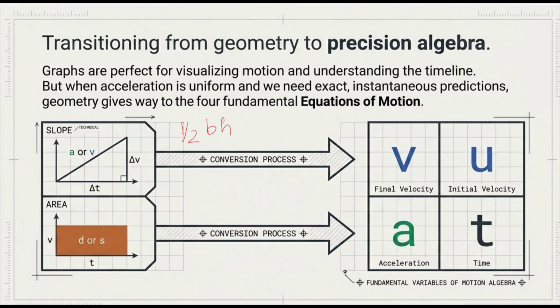In a velocity-time graph, base corresponds to time, that is delta t, and height corresponds to change in velocity, that is delta v. By replacing these graphical quantities with the kinematic variables, we derive mathematical equations of motion. This process demonstrates how geometry and algebra work together to describe motion. Okay, clear?